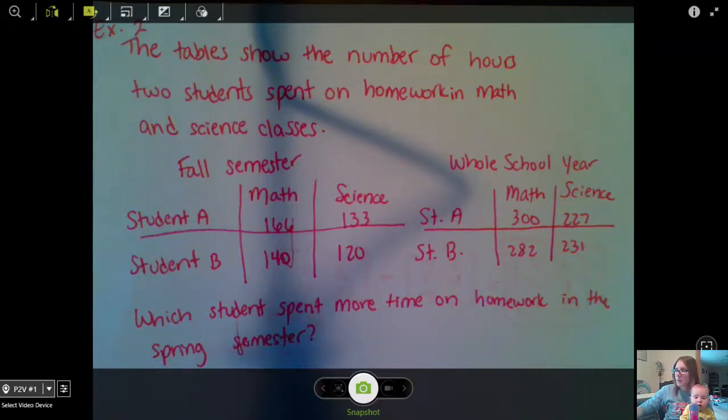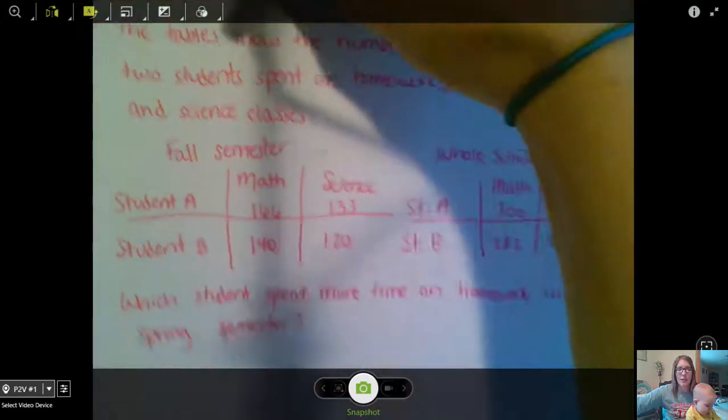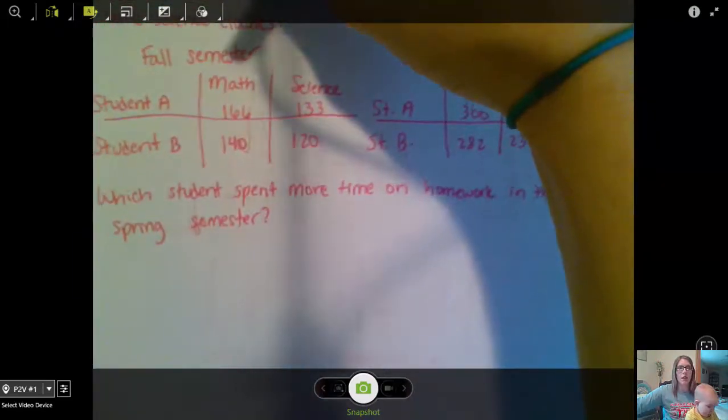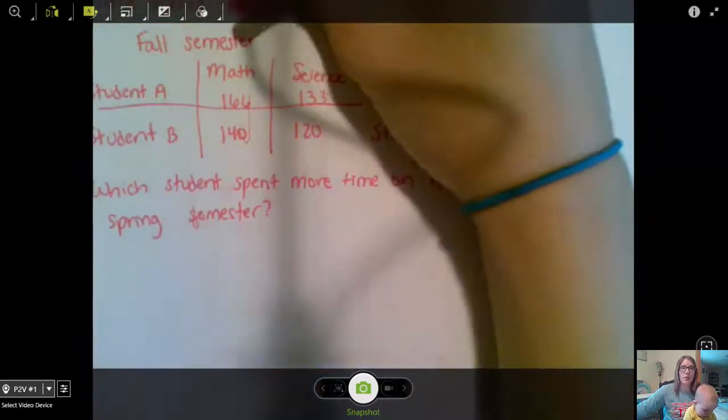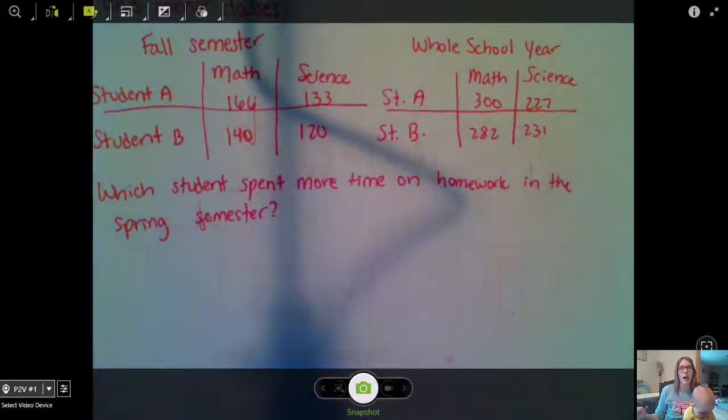Anyway, fall semester, we have our student A and student B, the number of hours they spent on homework for math and science. And then we also have the whole school year, student A and student B, how many hours they spent on homework. We want to find out which student spent more time on homework total in the spring semester. Well, we don't have a table representing the spring semester.